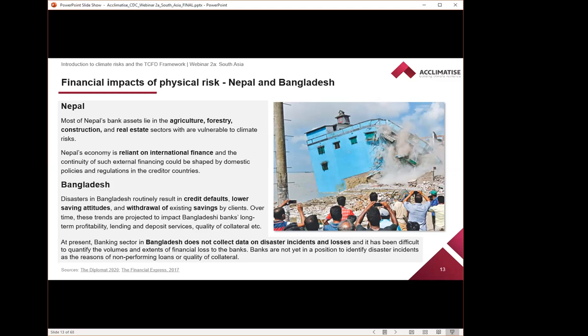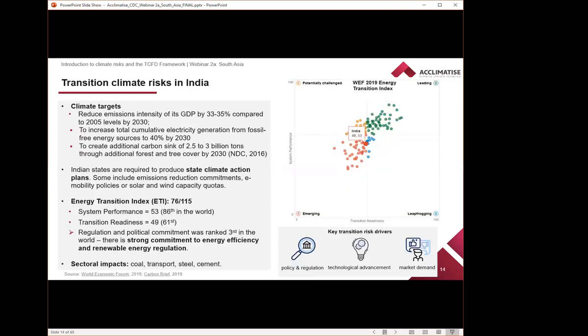Now, this is really a sense of where physical risks are and how some of the FIs are very much vulnerable. But we have transition risks to also consider. So I'm going to hand this over to Robin to talk about some of the transition risks.